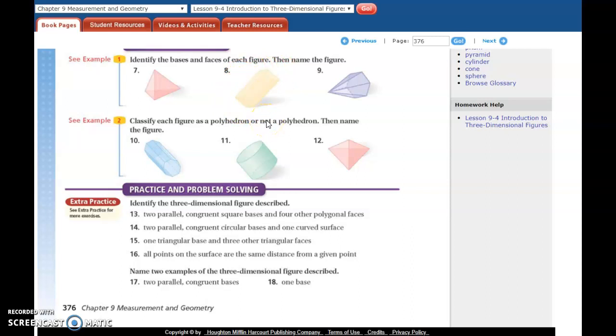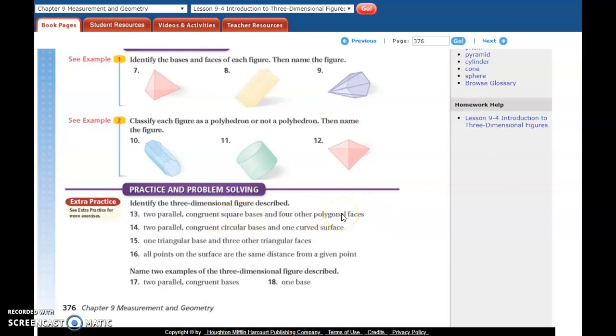All right. The next one that people really struggled with was number 13. So number 13, it says here, you have two parallel congruent square bases. Okay, so they're telling you the base is a square. And then you have 4 polygonal faces. A square is a polygon, and they're saying polygonal faces, so it's definitely a polyhedron. So it's going to be a square prism.